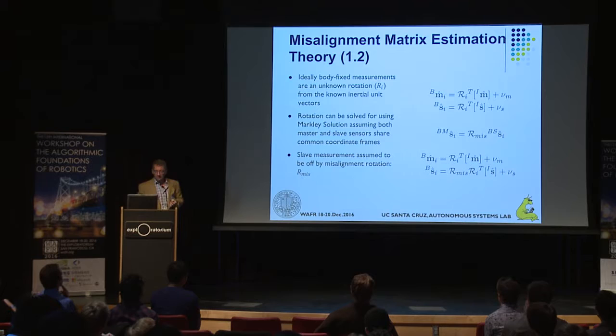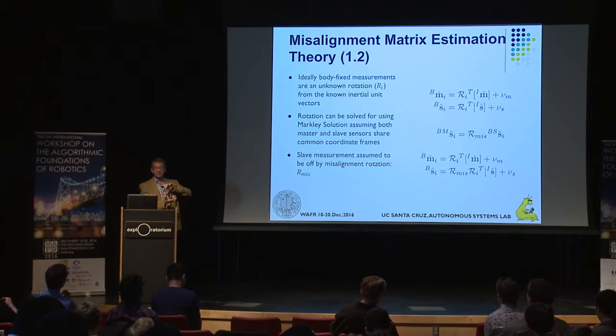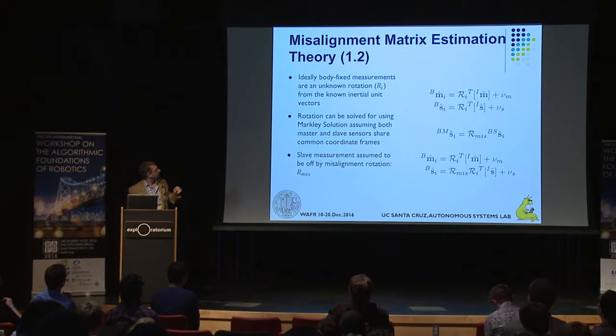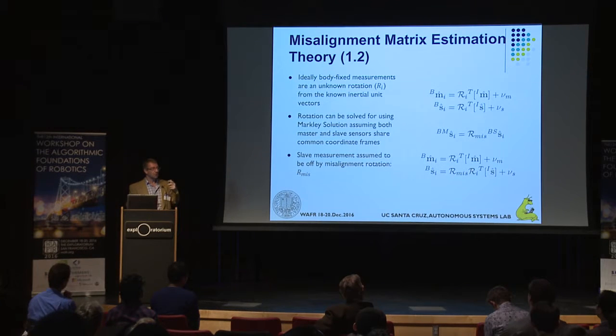All right, so here is the theory. I'm just going to take this body and rotate it into a whole bunch of different attitudes, and I don't know what the rotation is, it's unknown, right? But I do know that the angle between the two should remain constant. So what I have is my body measurements are ideally this unknown rotation matrix multiplied by the inertial vectors, added with some, usually zero mean Gaussian noise on top of it.